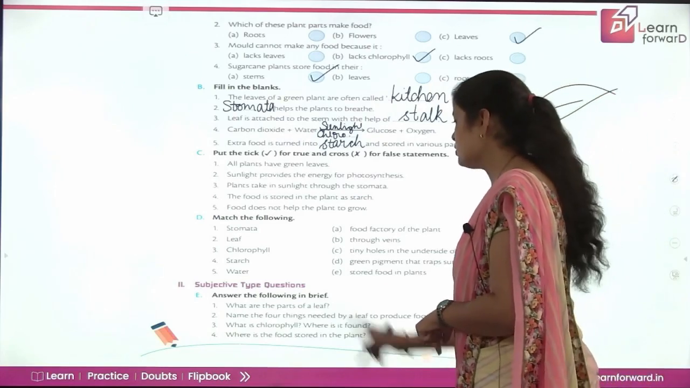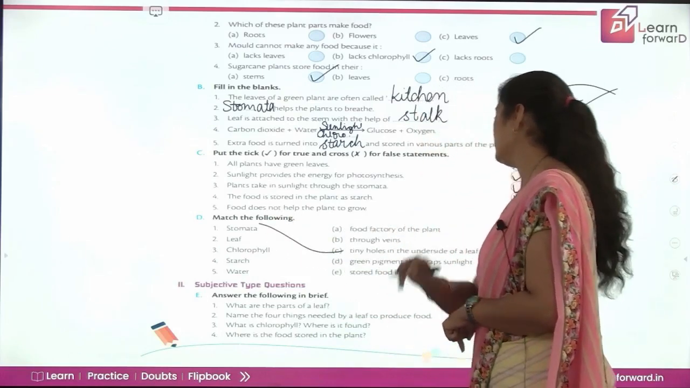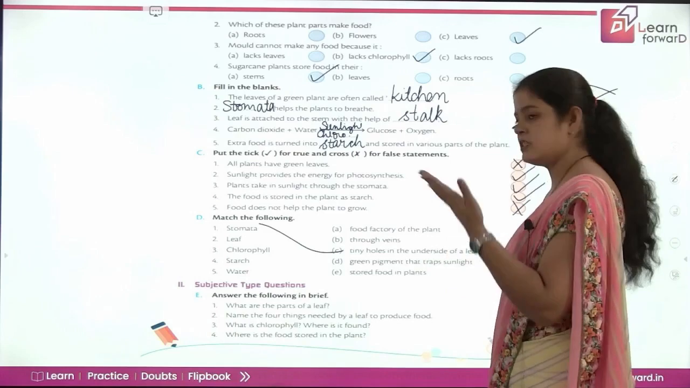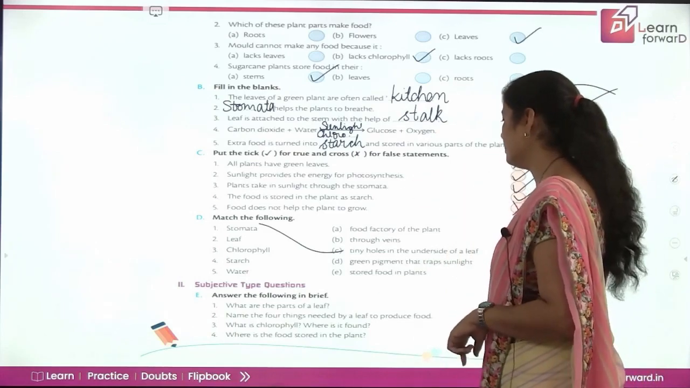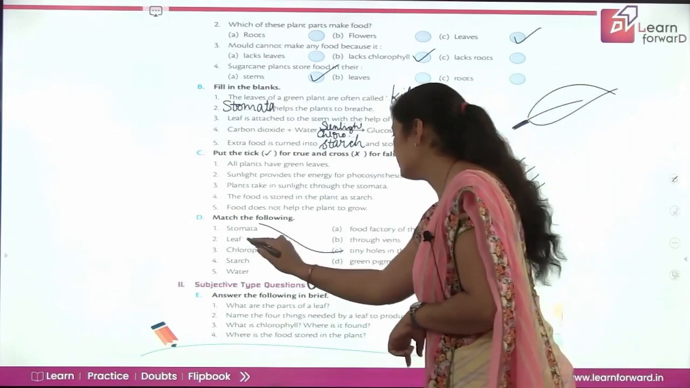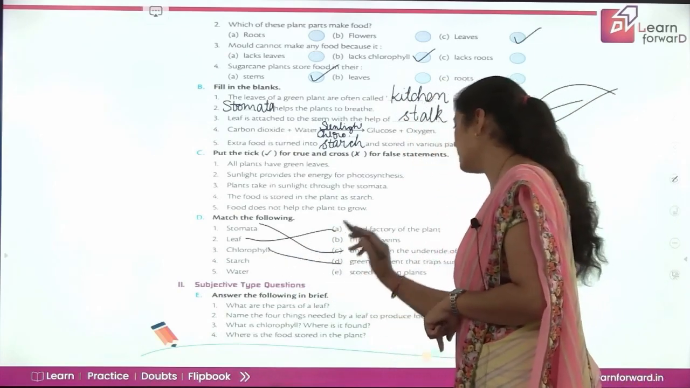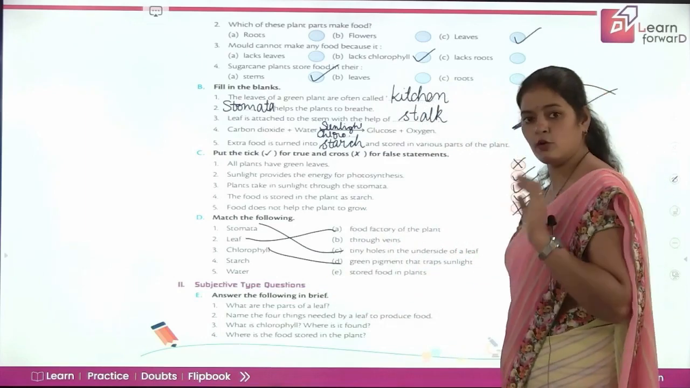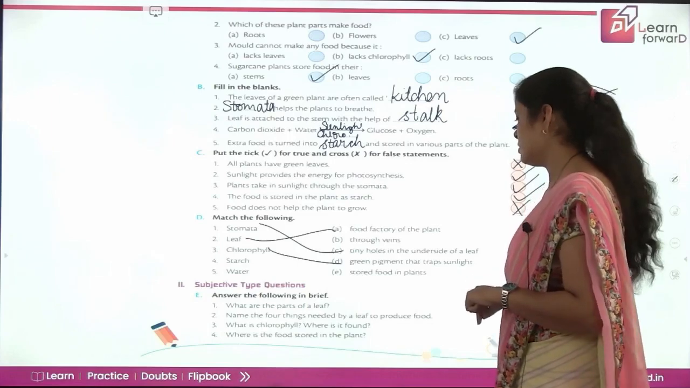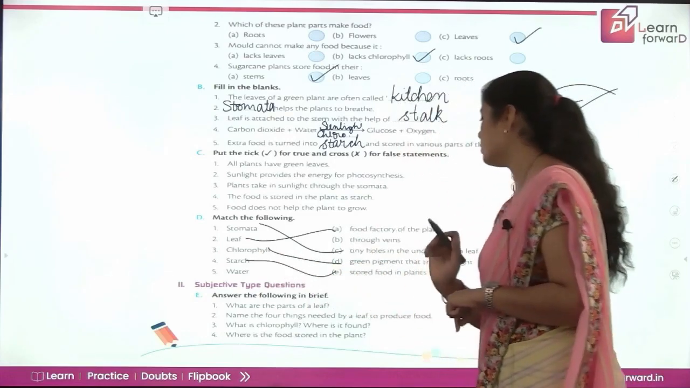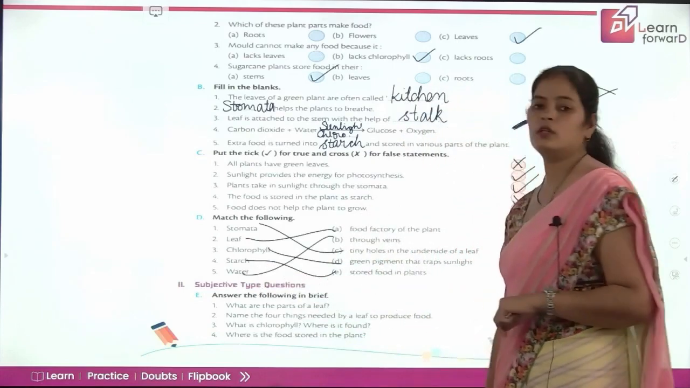Match the following. Stomatas. These are tiny holes in the underside of the leaf. If this is how the leaf is, this side has stomatas. Now leaf is called the food factory of the plant. This one. Chlorophyll, green pigment. By now I hope you can answer all these questions. Starch stored as food in the plants, and water goes to the leaf through the veins.